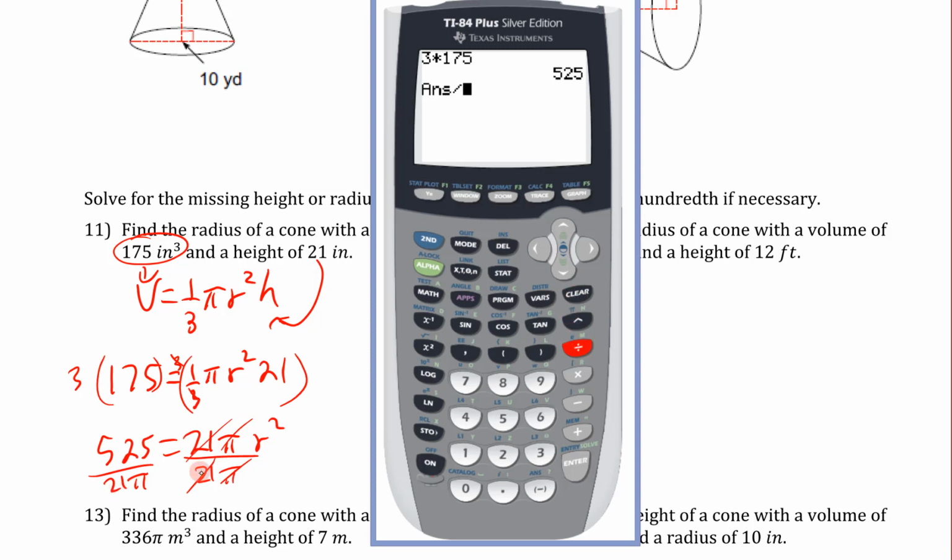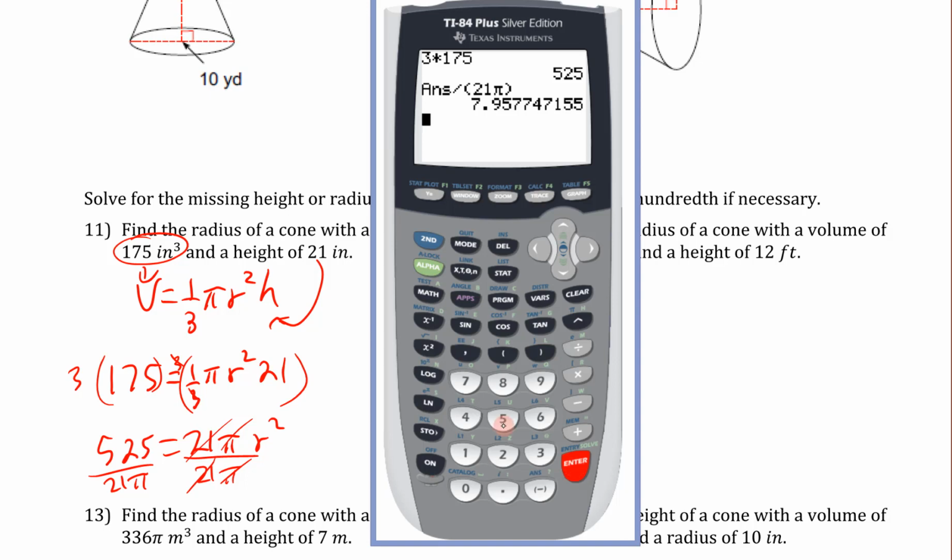Now we want to divide by both of those. So this is where you've got to be careful putting a fraction in as a division problem. We want to divide by all of that. So we want to divide by 21 and pi. So let's make sure we put those together in parentheses. If you don't put these in parentheses, it's going to give you the wrong answer. It's going to divide 525 by 21 and then it's going to multiply by pi. We want to make sure it knows it needs to divide the 525 by both of those. So I'm going to hit enter.